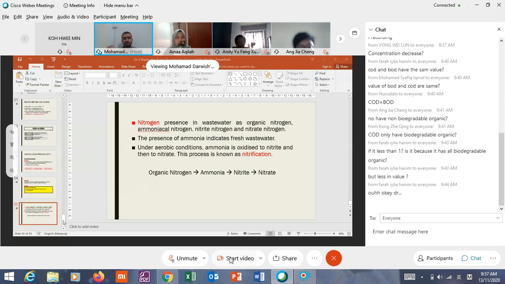Then we have a brief idea about nitrification, because this is related to the chemical characteristics of wastewater, the presence of inorganic compounds. Nitrogen is one of the inorganic compounds, and then we move to eutrophication, and we have a brief idea about what causes eutrophication. So this is chapter 3. If you have any question, let me know until we prepare for chapter 4.